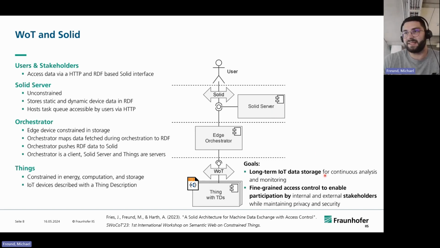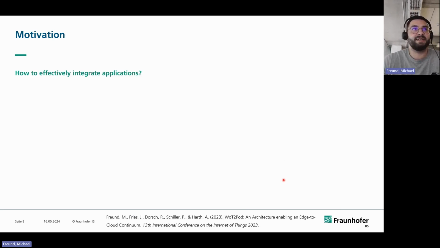But what is missing is the continuous analysis and monitoring, because no user wants to do that, so we need applications for that. Therefore, our next question was how to effectively integrate applications into that architecture. We found that we have two kinds of applications that we want to integrate, with different requirements.